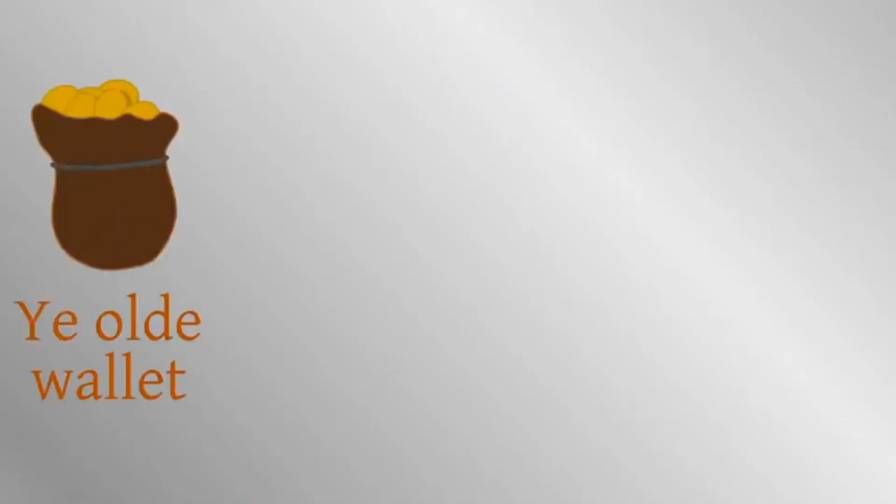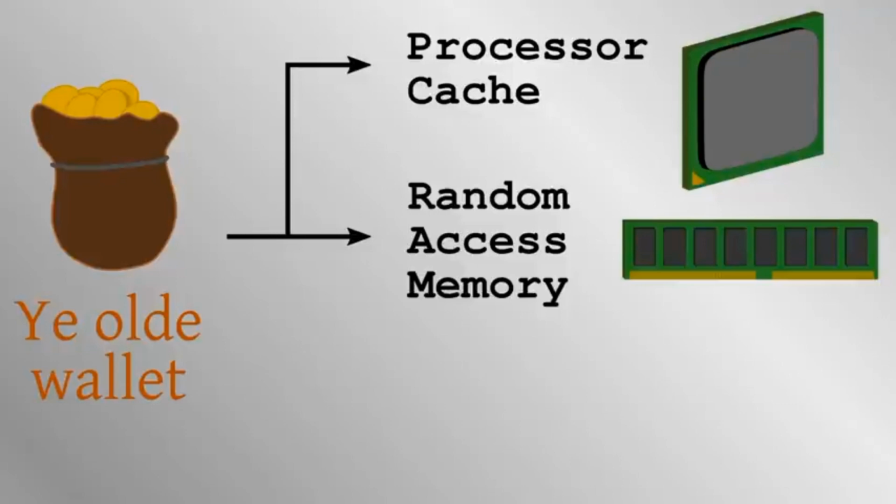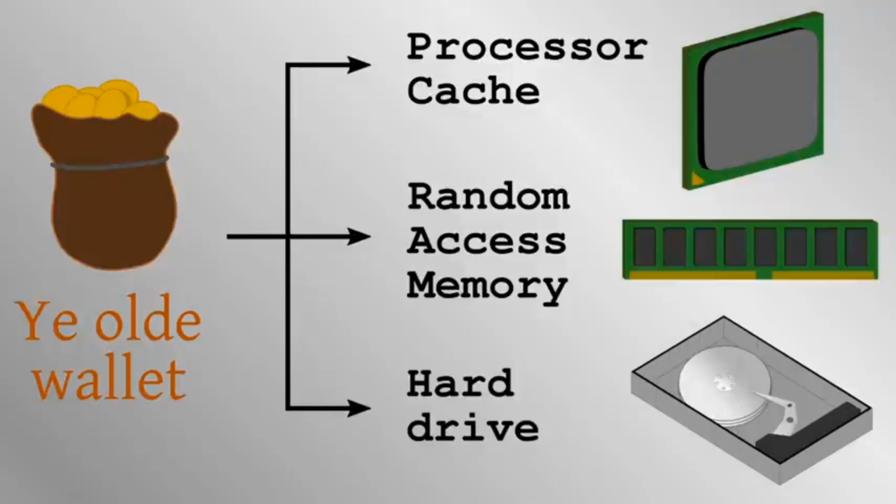In this case, the wallet total is being used a lot, so it will probably be held long term in the processor's cache, as well as the RAM. When the player saves the game, it will be written to a save file on the computer's hard disk.